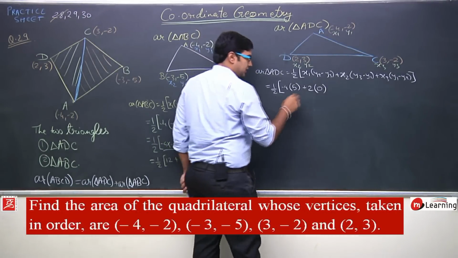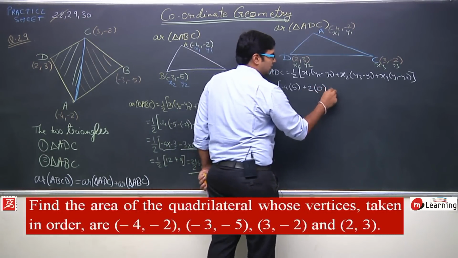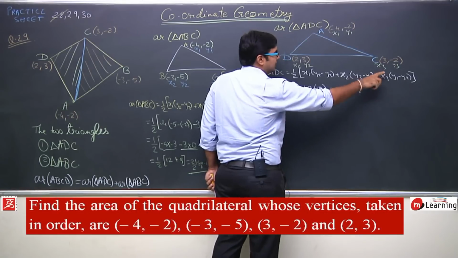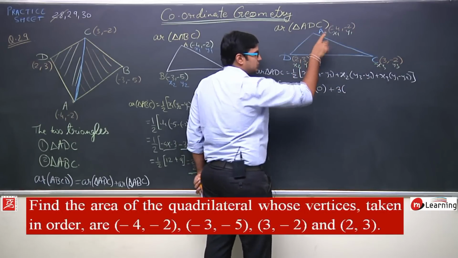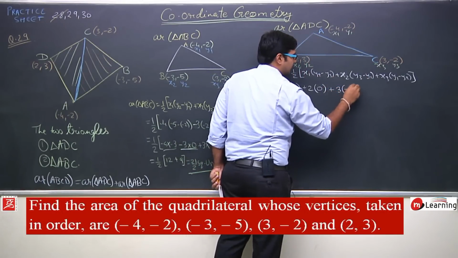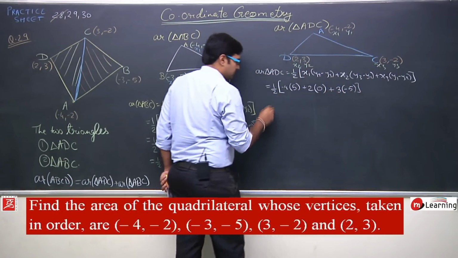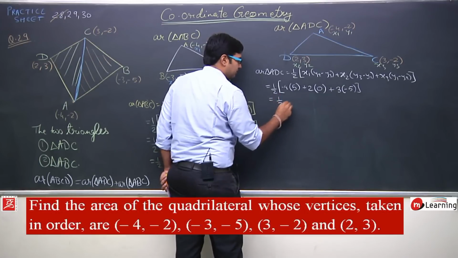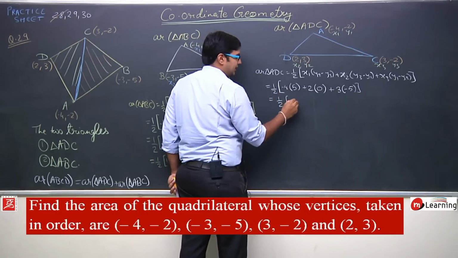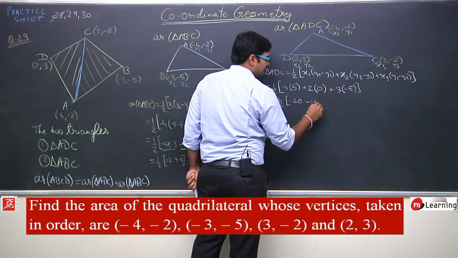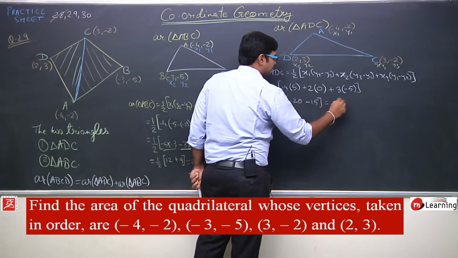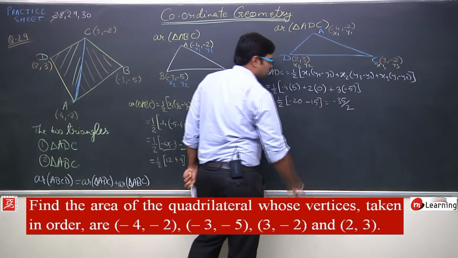Okay. Then x3 is what? x3 is 3. In the bracket, y1 is minus 2 and y2 is 3. So minus 2 minus 3 will give you minus 5, and bracket close. Okay. So this will become 5 into 4 is 20, but it will be minus 20 and this will be minus 15. So it is minus 35 by 2.